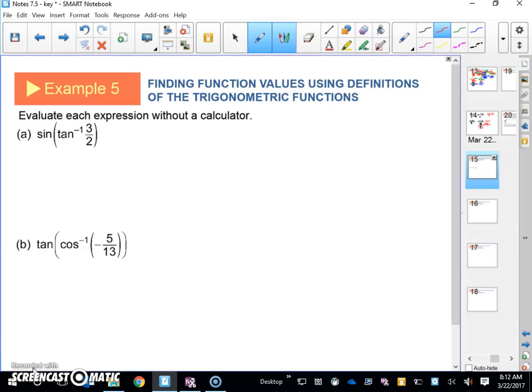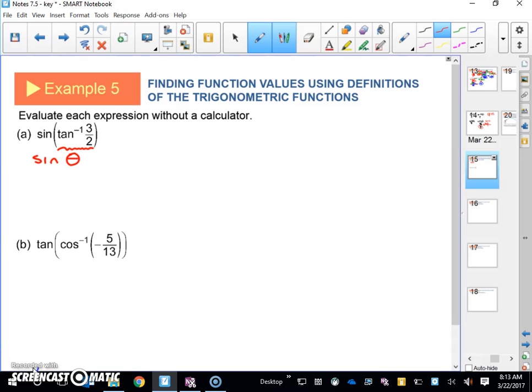Example 5. We want to evaluate this. It says sine of inverse tangent of 3/2. What you need to understand is that this inverse trig function is talking about an angle. So that part is an angle, and we basically want sine theta, sine of some angle.